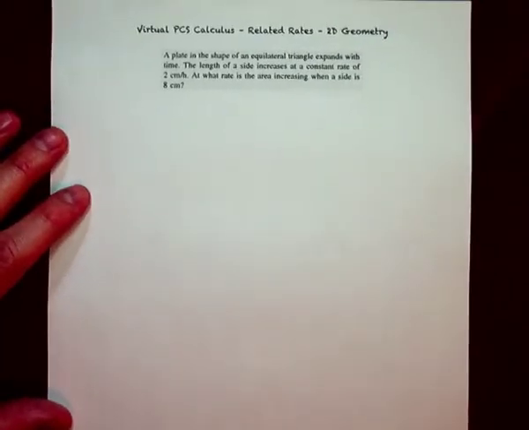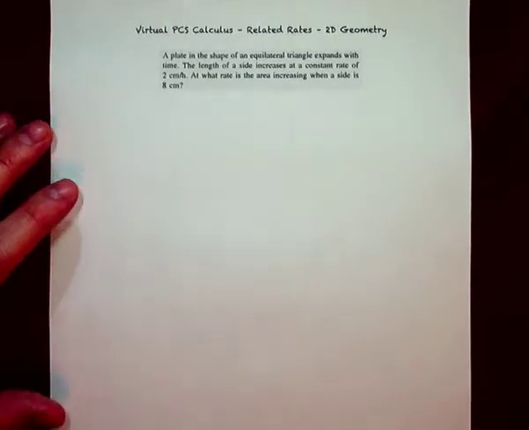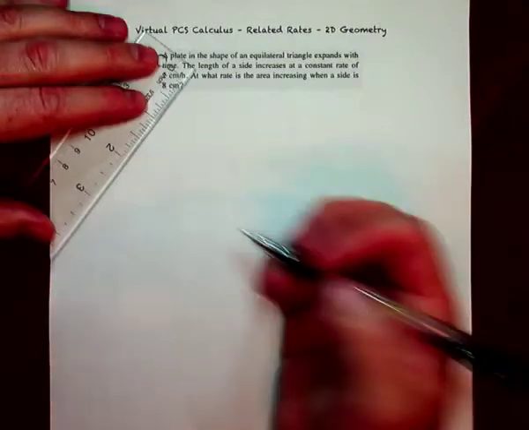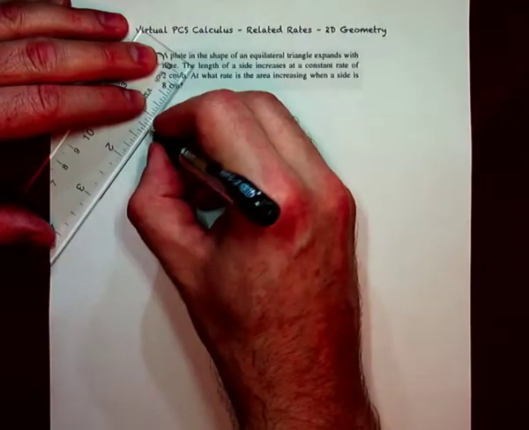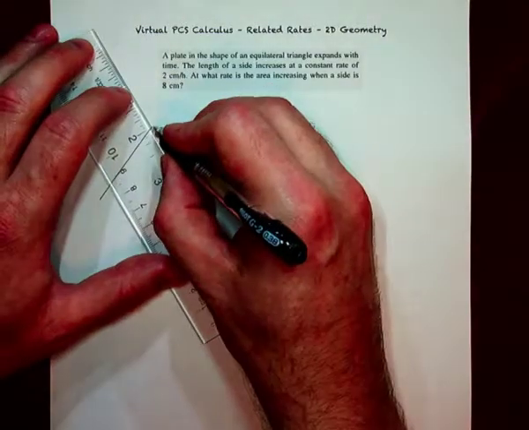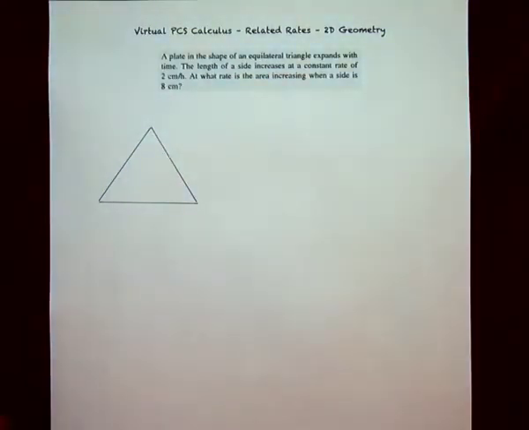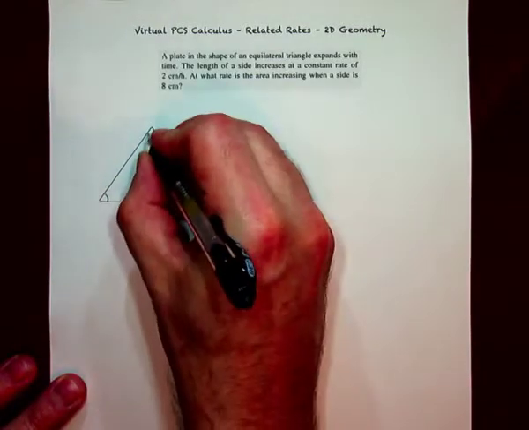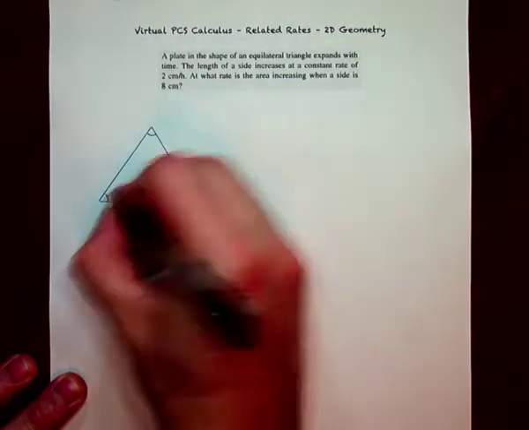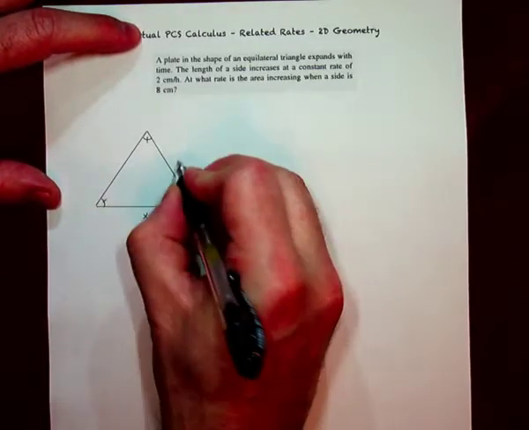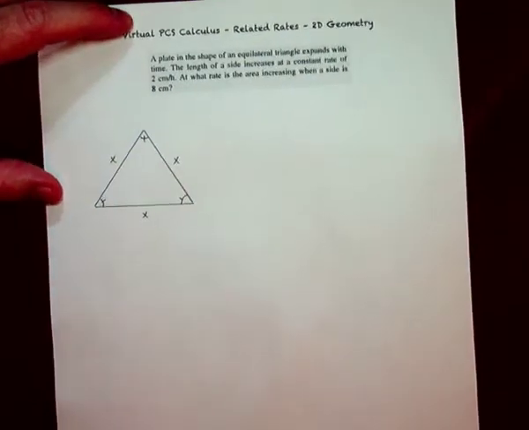Okay? Now, this one's a fun one. A plate in the shape of an equilateral triangle expands with time. Okay, let's go ahead and draw the equilateral triangle. This is probably going to be awful, but let's see how close I can get. It's not bad, not terrible. Okay, so let's just pretend that that's an equilateral triangle, that these are all the same. Now, if it's equiangular and equilateral, then basically it looks like that.